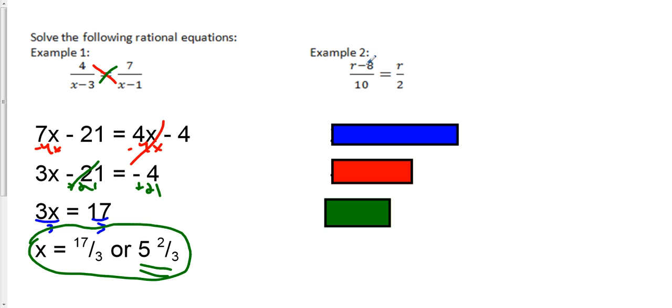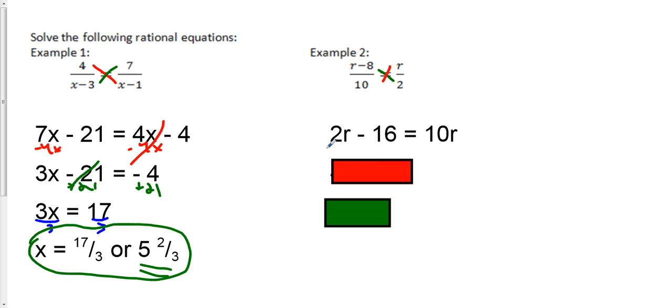We've got r minus 8 over 10 equals r over 2. Again, we would just simply cross multiply here. When we do r minus 8 and multiply it by 2, the 2 gets distributed to each piece. So we have 2r minus 16. r times 10 makes 10r. So this would be our equation at this point.